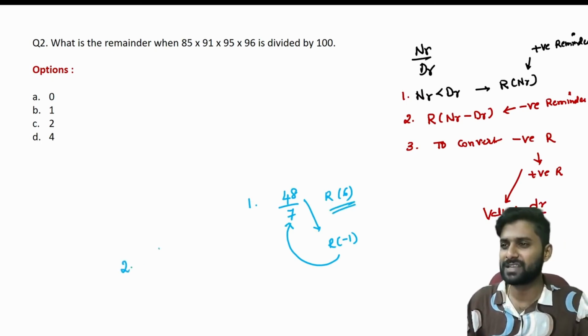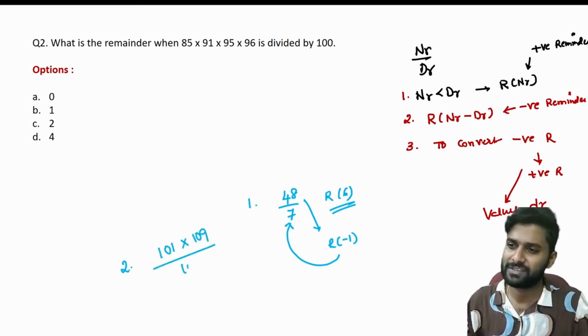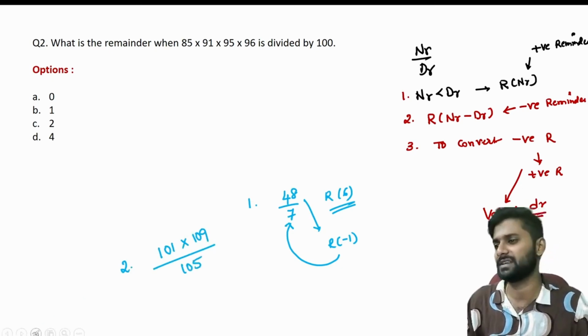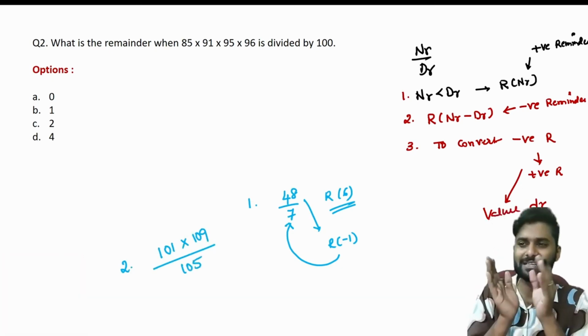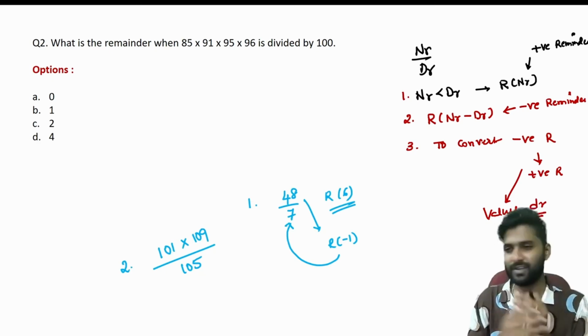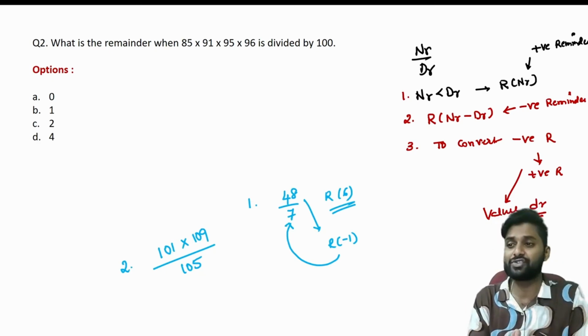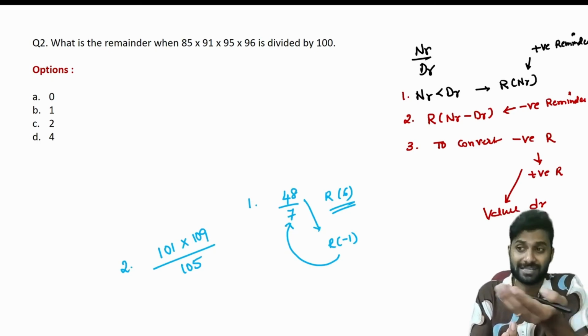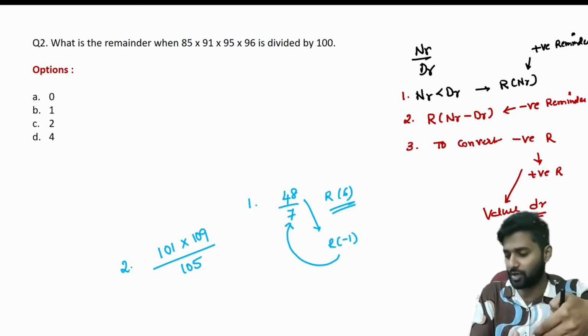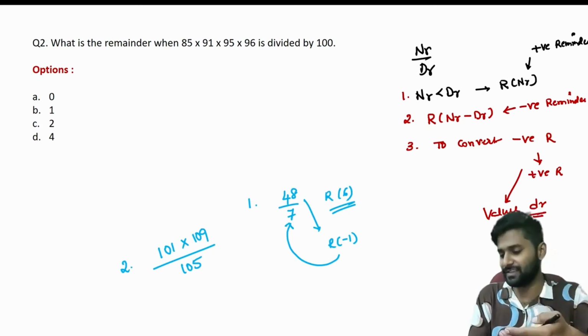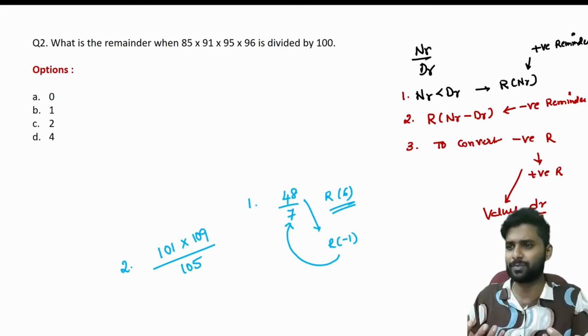Let me give one more example to understand this. If 101 is multiplied by 109 and divided by 105, what is the remainder? Guys, if you go through the general procedure, it definitely takes time. Why? Because we should identify the resultant of the numerator, and again identify that resultant in terms of the 105 table, then identify the excess value. It takes time in the procedure.